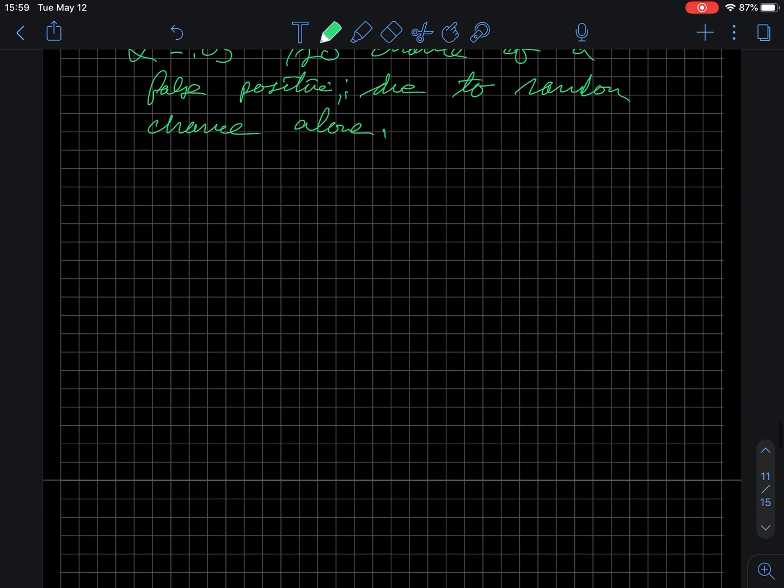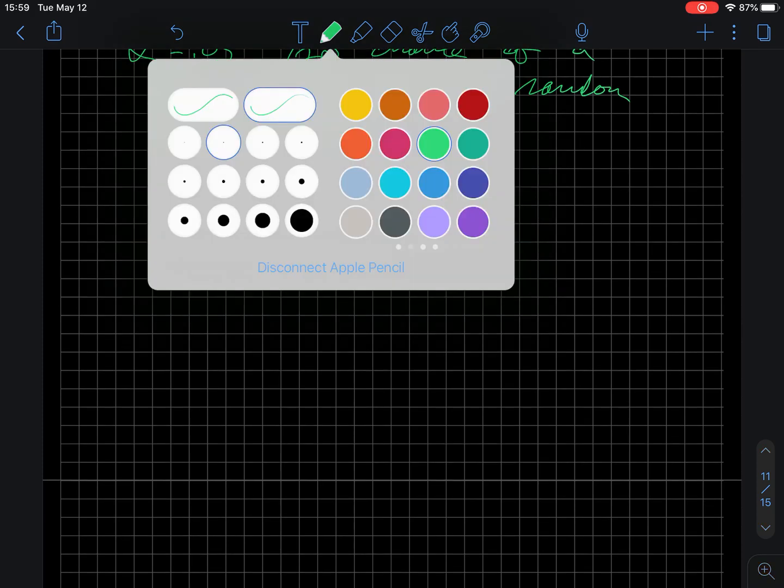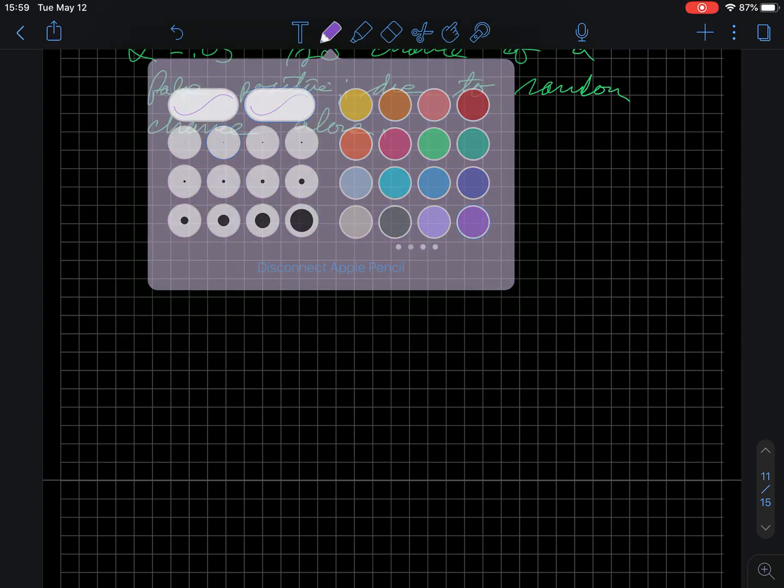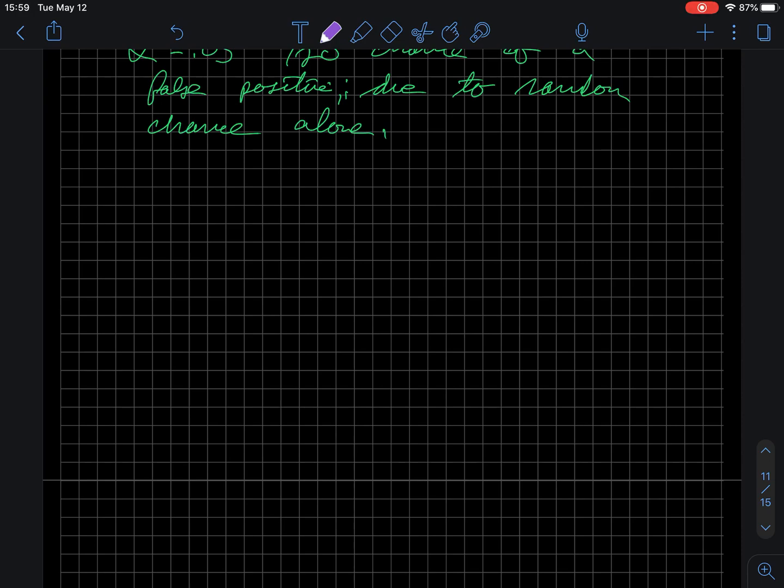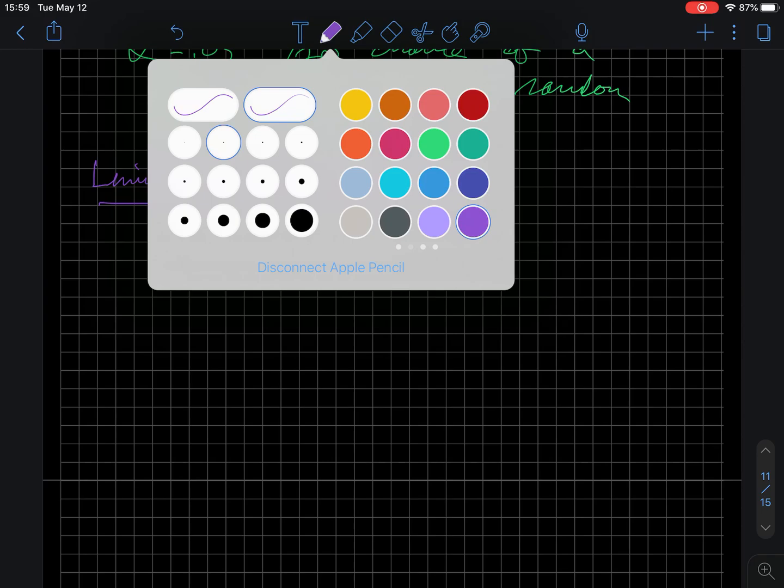Now to expand upon something that we talked about briefly, what's a color we haven't used in a while? Oh, what do you guys think? Maybe the yellow is a little bit bright. How about this purple?